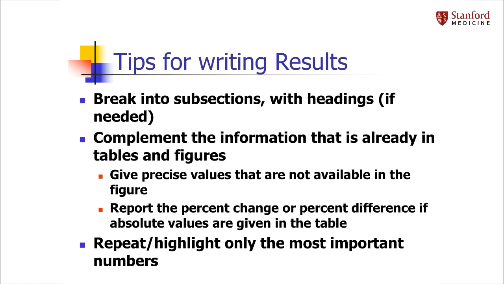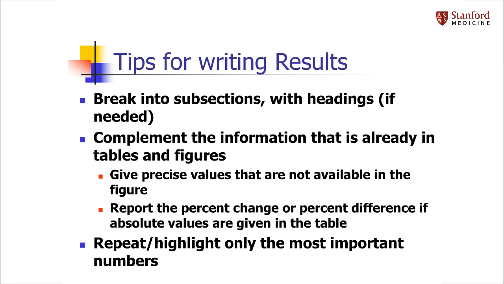Or if you presented the means of two groups in the table, you could in the text report the percent difference in those two groups, so a slightly different take on those numbers. For example, rather than repeating that good witches exercise 60 minutes a day and bad witches 30 minutes a day, you could say that good witches exercise twice as long as bad witches. That would complement the information in the table.